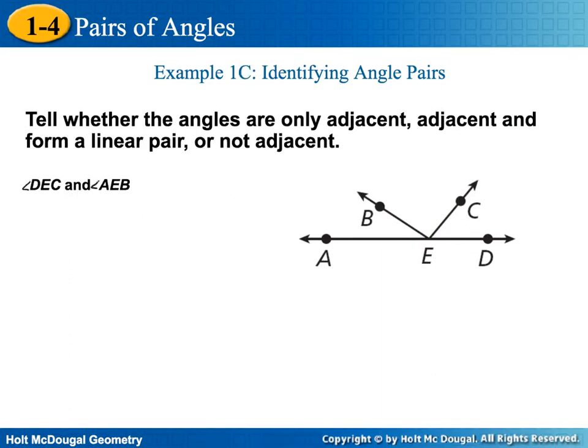Okay, so for this one, we're going to look at angle DEC and angle AEB. So first I need to see if they share a common side. They do share this vertex E, but they don't share a side. They need to share a side to be adjacent. So it's not going to be adjacent. And because it's not adjacent, it can't be linear. Plus we can see they do form this straight line here, but because it's not adjacent, it's not linear. So our answer is going to be not adjacent, or neither.